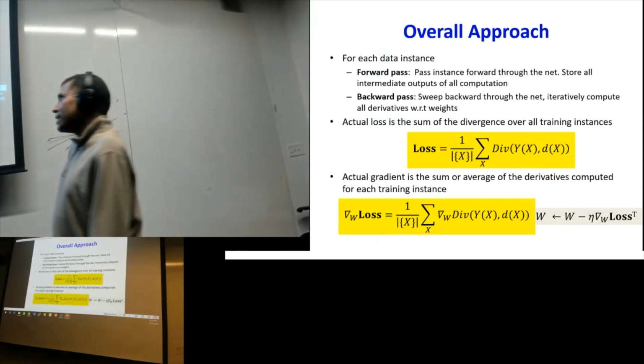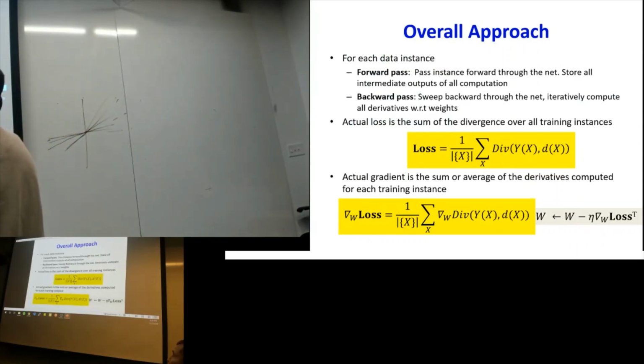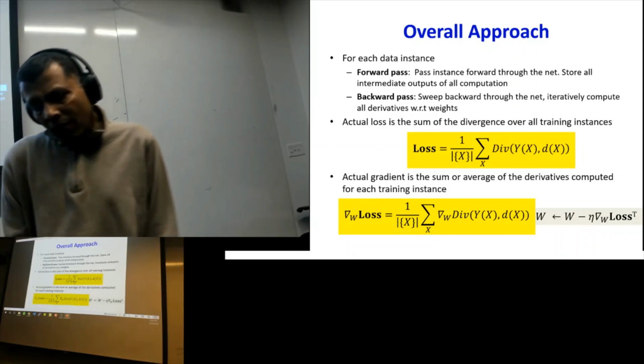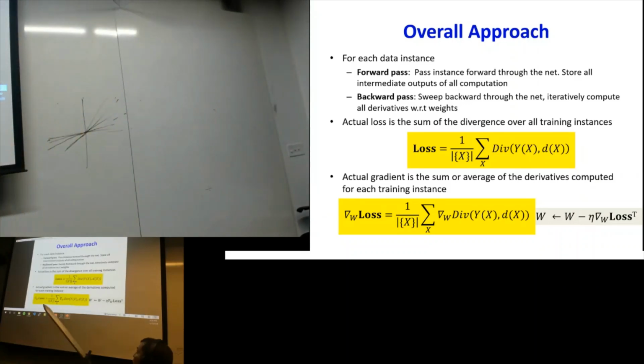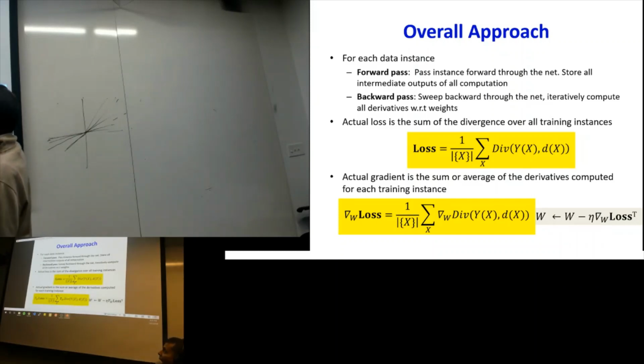So putting all of these together, the overall approach for training the neural network is here. For each data instance, there is a forward pass where you pass the instance forward through the net and store all the intermediate outputs of all computation. Then there's a backward pass where you sweep backwards through the net and iteratively compute all derivatives with respect to weights. And the actual loss that we try to minimize is the average of the divergence over all of the training instances. This should have been the average.